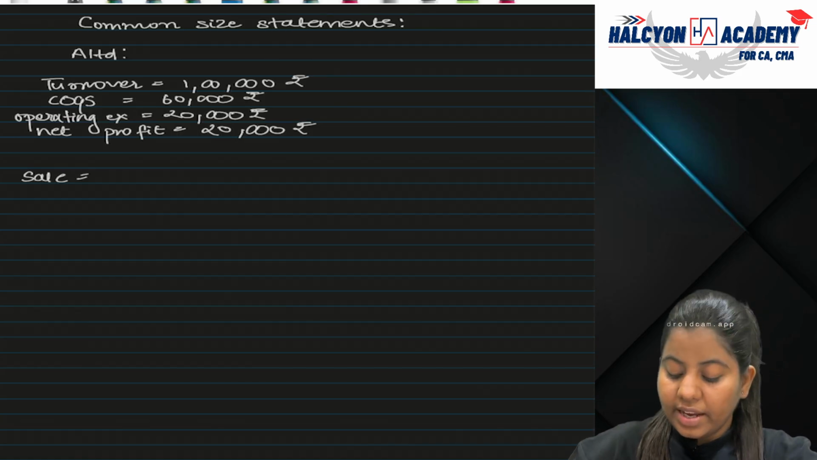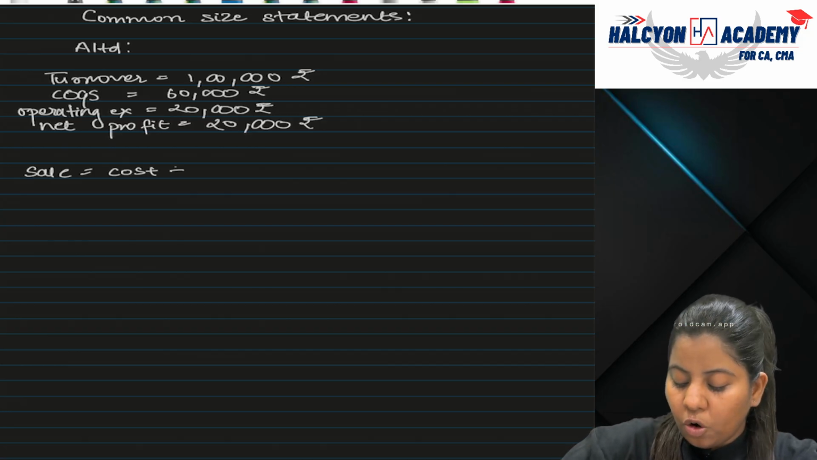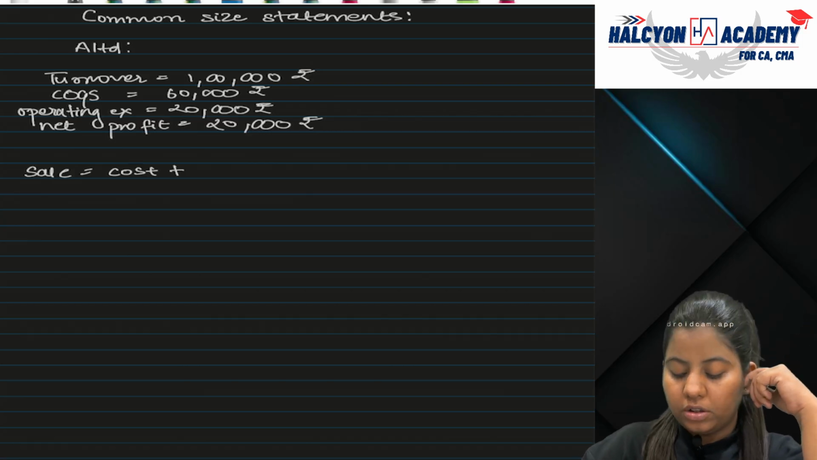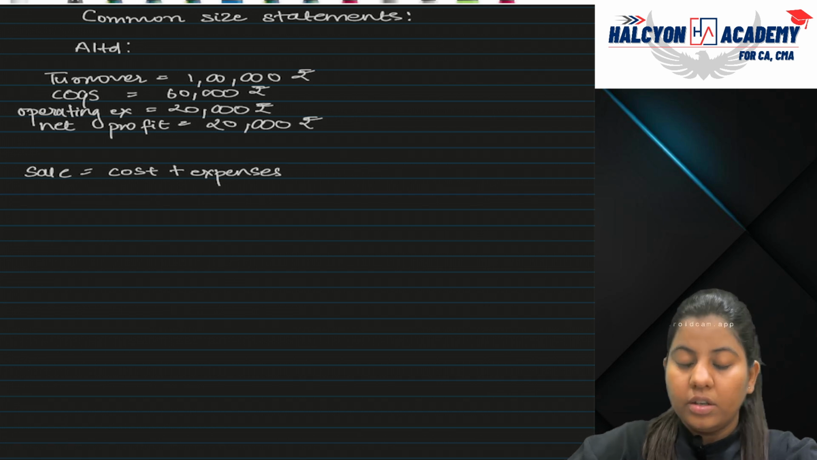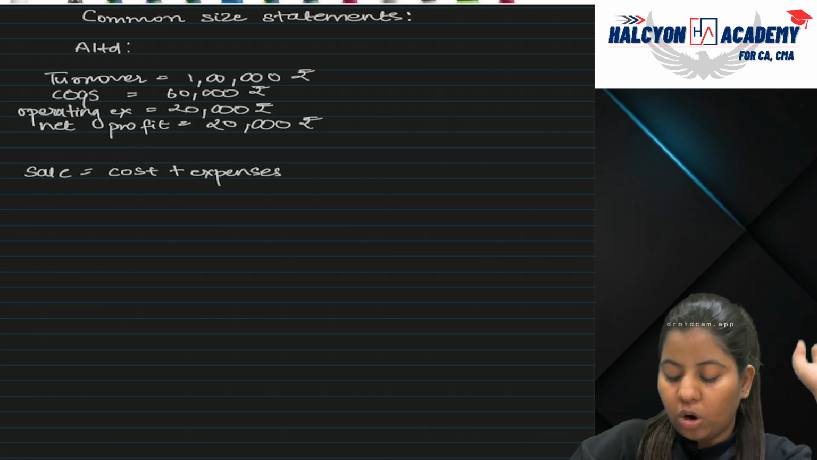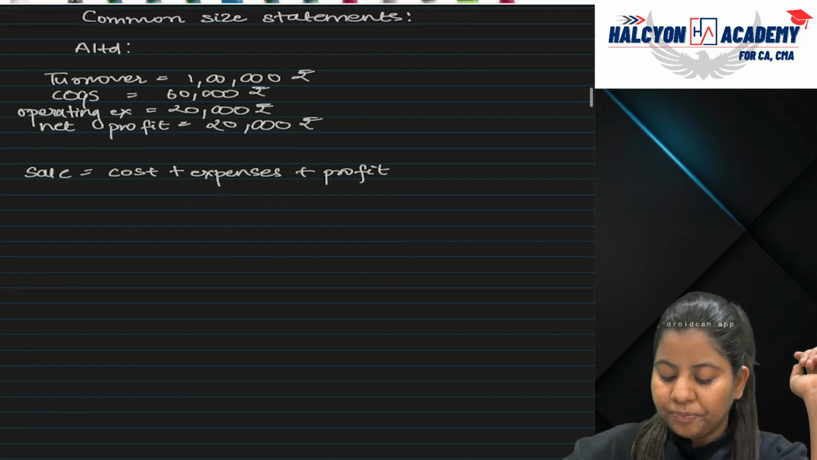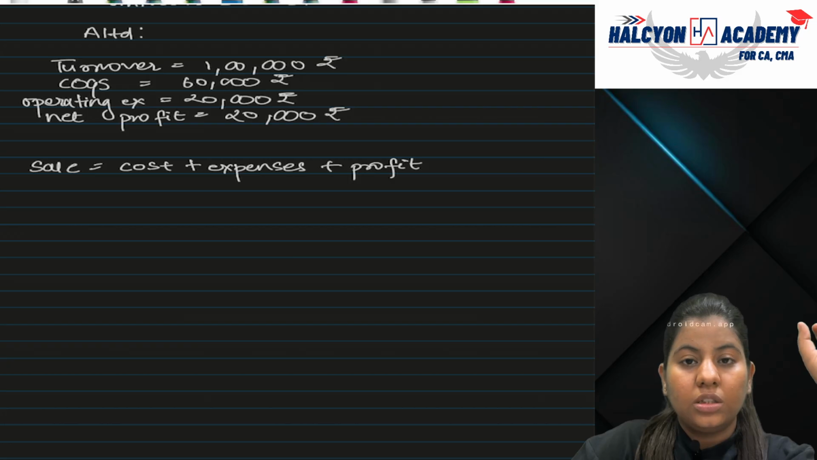Sale is equals to cost. Firstly, what cost we have incurred to produce that product. Cost plus expenses. Expenses incurred like selling expenses, administrative expenses and all. Then we have to add profit margin in it. Profit. Okay. So selling price is equals to cost plus expenses plus profit. You know that, right?